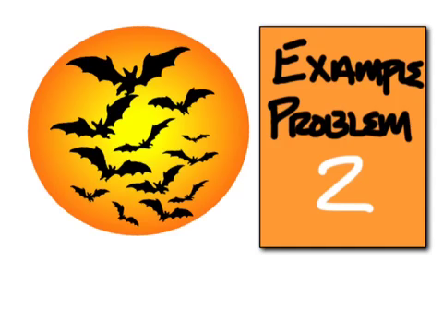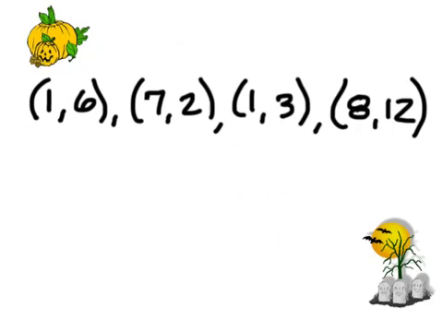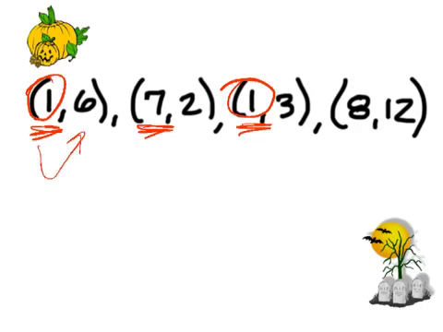For example number 2, look at the x numbers again. You have 1, 7, and then a 1. You have 2 1s in the x places. In this case, the 1 gives you a 6. But when you use 1 again another time, it gives you a 3.